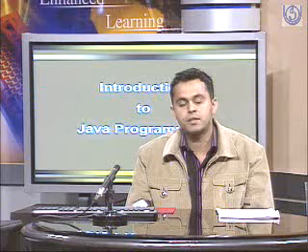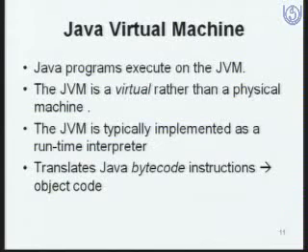Now let us see what comes under the Java Virtual Machine. First of all, a Java program executes on the Java Virtual Machine. The Java Virtual Machine is software which helps the program get interpreted on a host machine, or you can say JVM is a virtual rather than a physical machine, which is typically implemented as a runtime interpreter. It translates bytecode instructions into object code instructions.